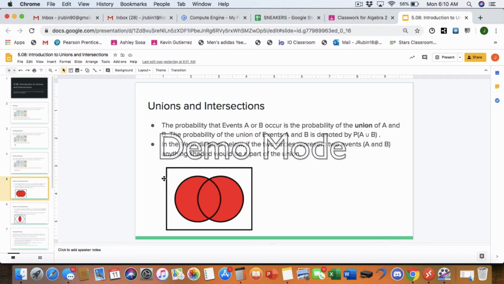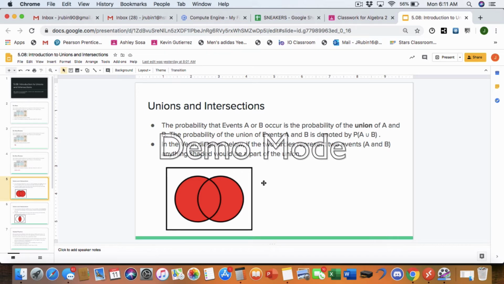Alright, so unions and intersections, right? If we're talking two events, call them A and B, the probability of A or B occurring is what we call the union of A and B. And how that's denoted is it's P, A, this little U character, which we say union, so probability of A union B.